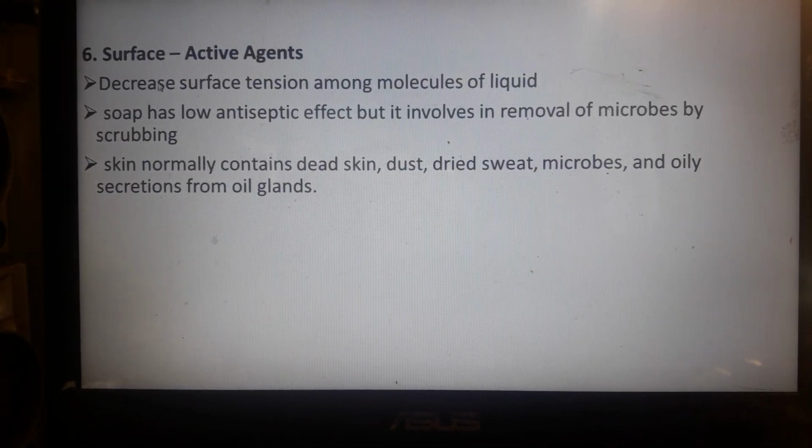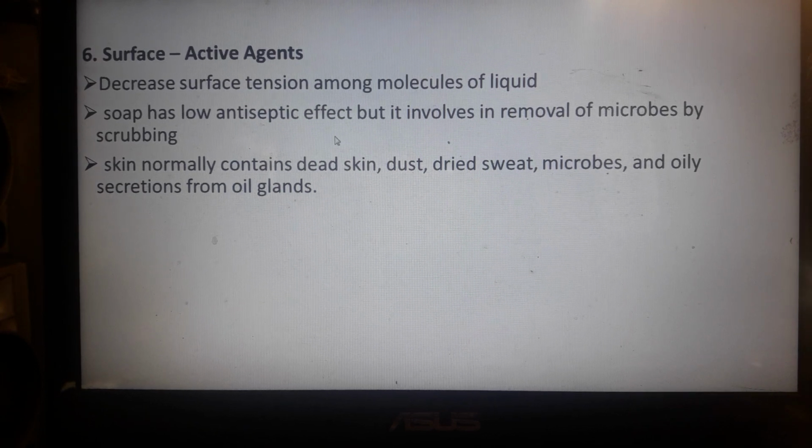So surface active agents will decrease surface tension among molecules in liquid. So when you decrease the surface tension, and surface tension happens at the surface of the cell membrane, so if you decrease that one, so tendency, there is what we call a problem already in the attachment of the bacteria. Okay, why? Because lower yung surface tension.